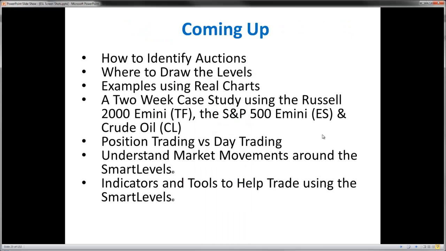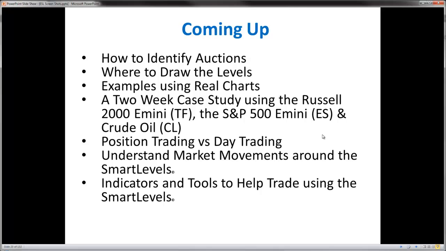Okay, so what's coming up next in the course? We're going to identify how to see these auctions on real charts. We want to be able to identify the auctions easily in our analysis. We're going to find out where to draw the levels once we've identified the auctions. We're going to use examples using real charts, and we'll go through a number of real situations on how to identify auctions and draw those levels.